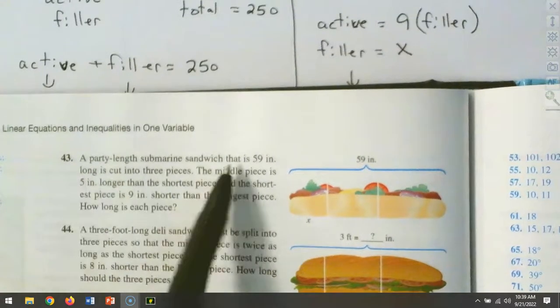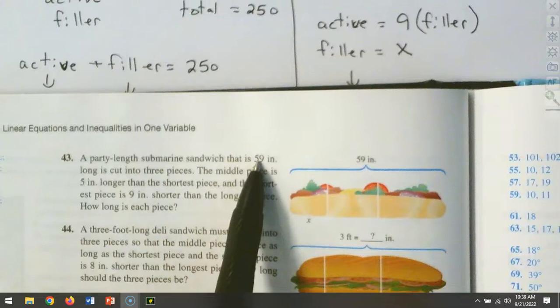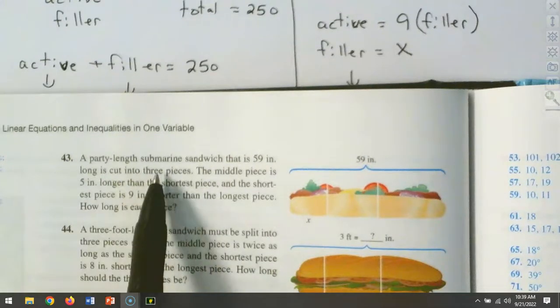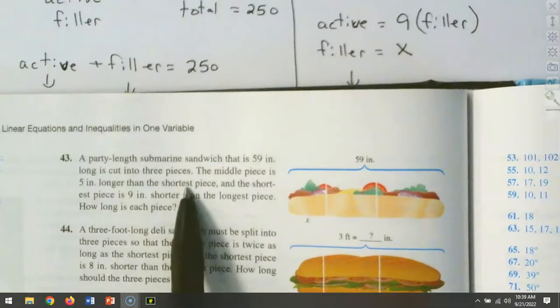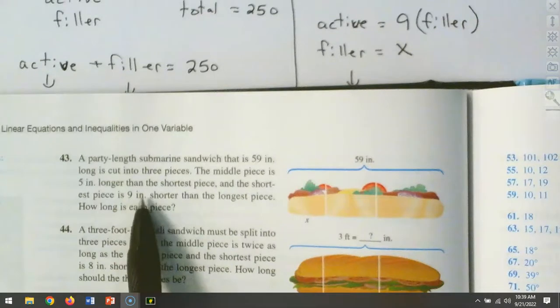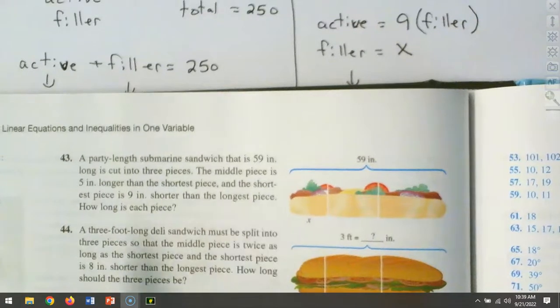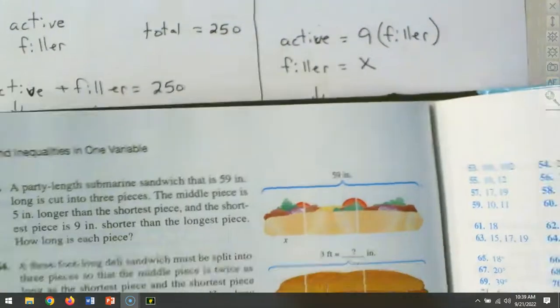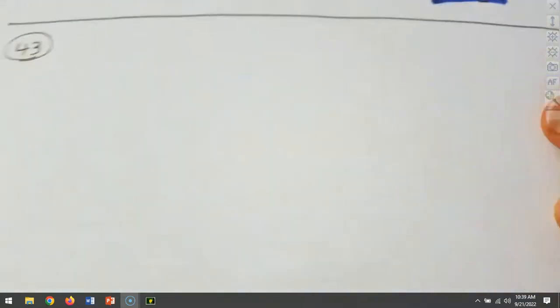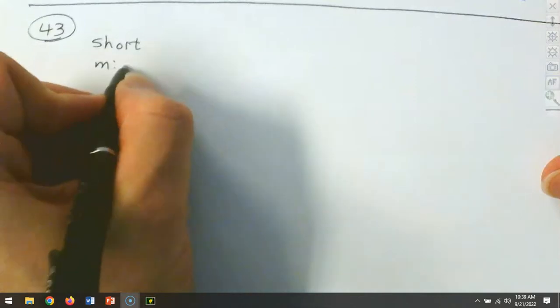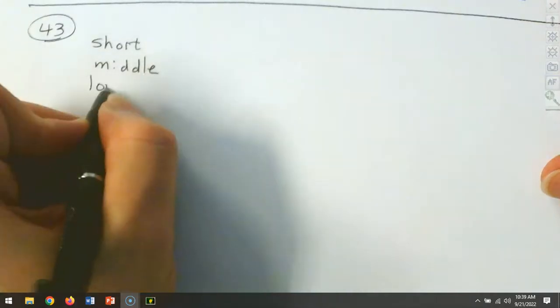A party length sandwich is 59 inches total, and it is cut into 3 pieces. The middle piece is 5 inches longer than the shortest piece, and the shortest piece is 9 inches shorter than the longest piece. How long is each piece? In this one, we've got 3 parts. We're going to take the sandwich and cut it into 3 pieces. So what do we have? We have a short piece, a middle, and we have the long piece.